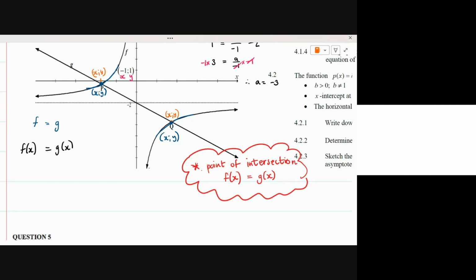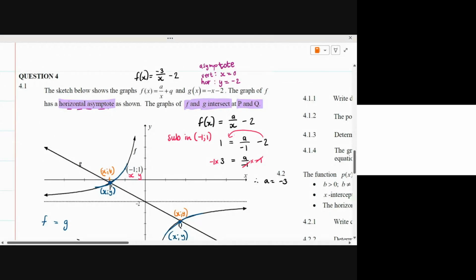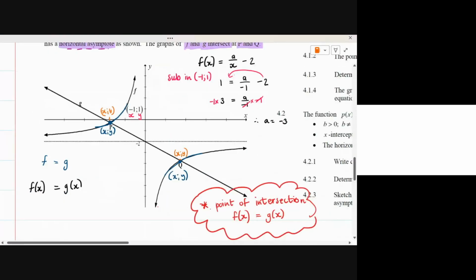Whenever we see the words point of intersection, what they're saying is take your two graphs and make them equal to each other. Let's see what that looks like. Now, I know that f of x is my hyperbola, so I'm going to take this side, -3 over x minus 2.